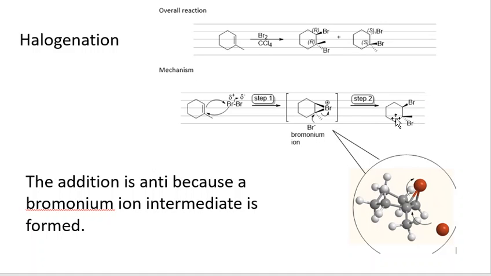You can see it's trans when you have something that's cyclic. It's not going to be trans if this was a linear molecule or acyclic molecule, but it's easy to see how anti-addition, which happens here, turns into the trans product.